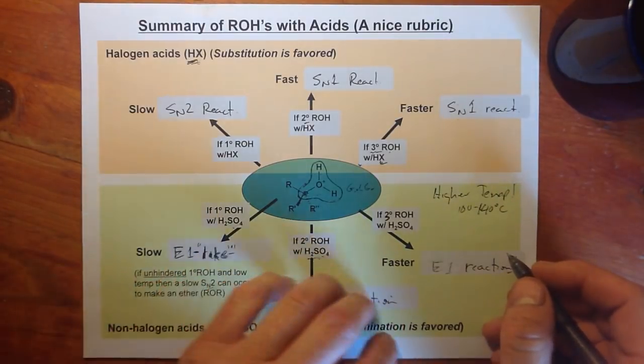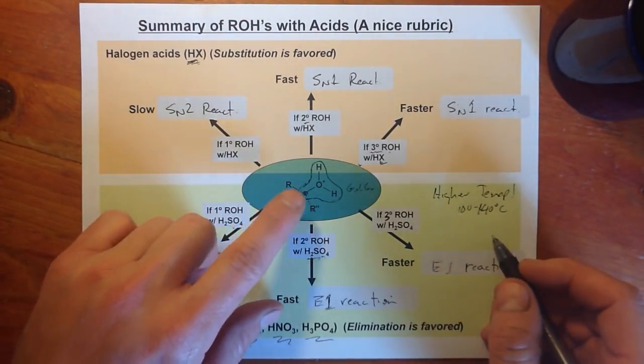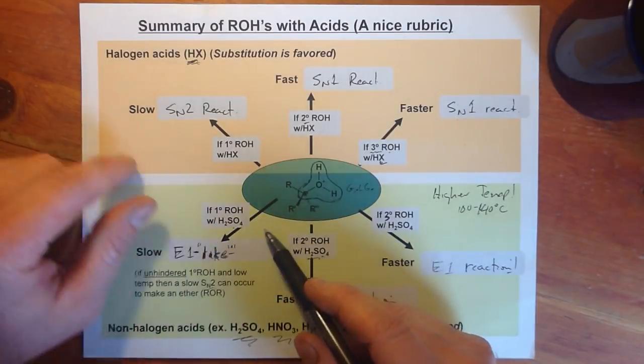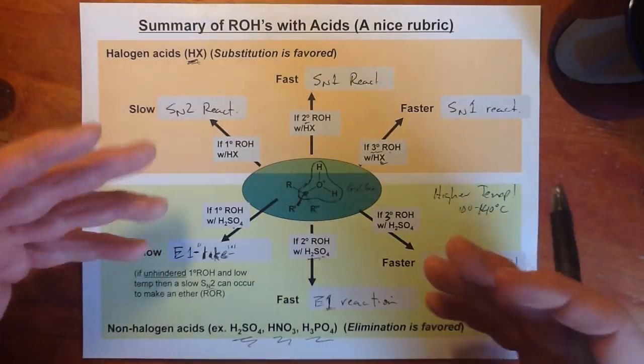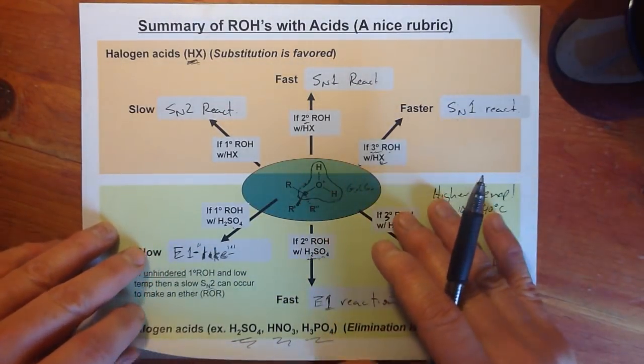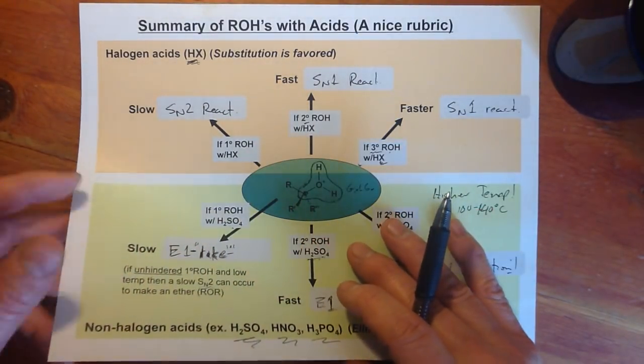So again, going in greater speed as we have more substituents around this carbon that are alkyl groups. All right, so we'll flesh this out, but this is just a nice rubric overall to give you the general trends for how things go.